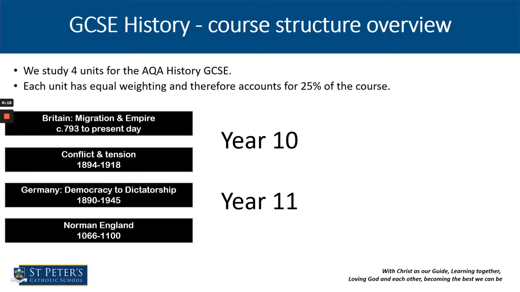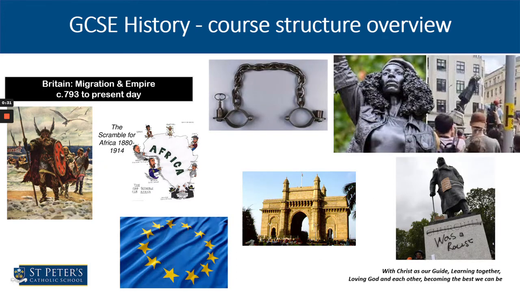So we follow the AQA history course at St. Peter's, and the four units we study you can see on the screen in front of you. The first two we study in year 10 and the second two in year 11, and each unit accounts for 25% of the course. So I'll just say a few more words about the individual units to give you a flavour for what we cover.